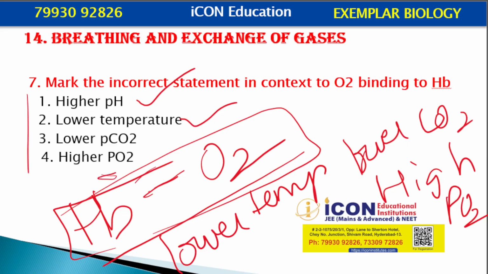At least if you see this, it might be a printing mistake. Capital P is given; partial pressure generally is shown with a small p. In that aspect, you may select option 4, or if you correct it, all the statements in context to oxygen seem to be correct. For higher pH, maybe their meaning is higher H plus ions. Whatever, we are not putting any answer here. Higher pH, lower temperature, lower carbon dioxide, higher pO2, all are factors favorable for the binding of oxygen with hemoglobin.